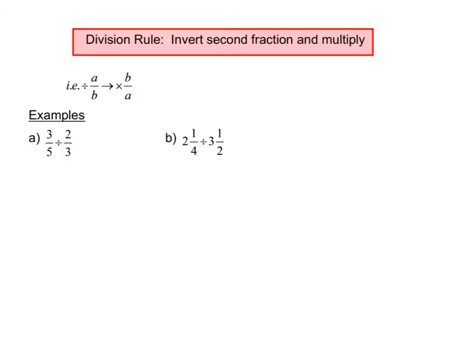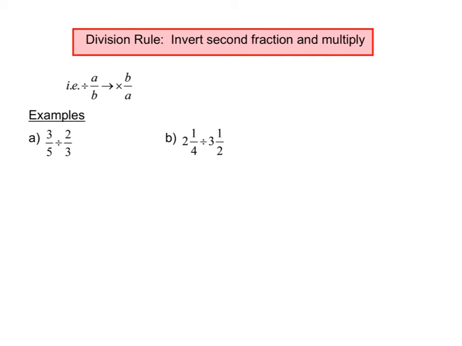For division by a fraction, we have another rule. So if we're dividing one fraction by another, the rule is we invert the second fraction and then multiply instead. So if we're faced with something like division by a over b, all we do on the next line is change that division by a over b to a multiplication by b over a. Now this is most easily demonstrated using these two examples here.